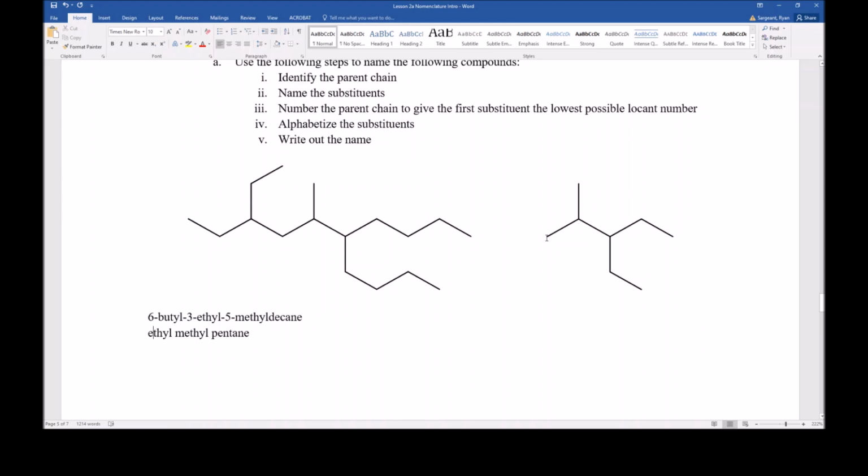If I start numbering it from this position right here, it goes 1, and then I encounter a substituent at the 2, and then the 3. So 2, 3 versus 1, 2, 3, 4. 2, 3 beats 3, 4. So that means that my methyl group right here is coming off of the 2 position, and my ethyl group is coming off of the 3 position. We want to separate letters from numbers with hyphens, and then there's no space between the last name and the parent chain. So this is a 3-ethyl, 2-methyl pentane.